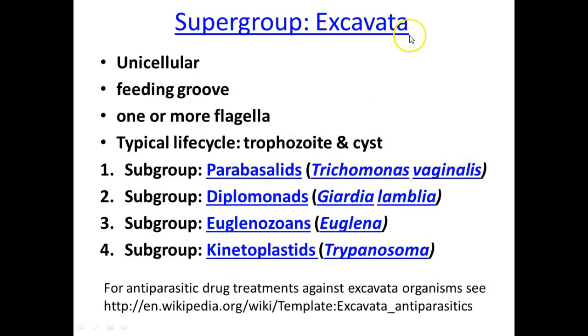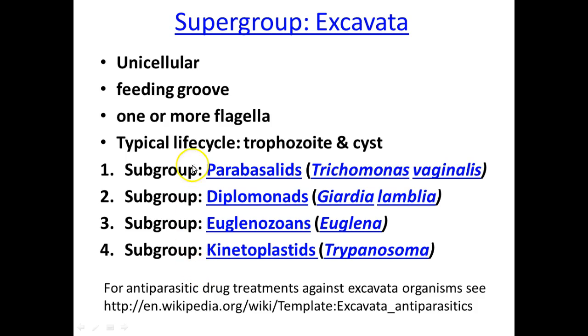So this grouping of Excavata, again, similar characteristics. They're all going to be unicellular. They're all going to have a feeding groove, usually, whether you'll see this or not depends on the specimen you're looking at. They tend to have one or more flagella. So these are long protein-like appendages that are going to allow it to swim. And again, a lot of these have that trophozoite. So remember, what is that? The feeding stage, where the cyst is the resting stage.